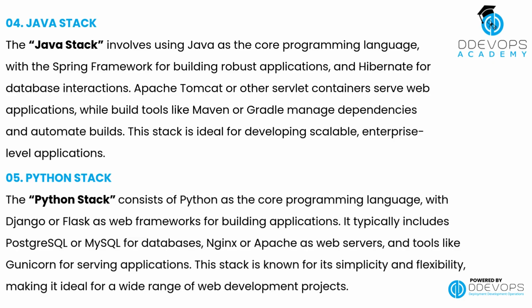Python stack. The Python stack consists of Python as the core programming language, with Django or Flask as web frameworks for building applications. It typically includes PostgreSQL or MySQL for databases, Nginx or Apache as web servers, and tools like Gunicorn for serving applications. This stack is known for its simplicity and flexibility, making it ideal for a wide range of web development projects.